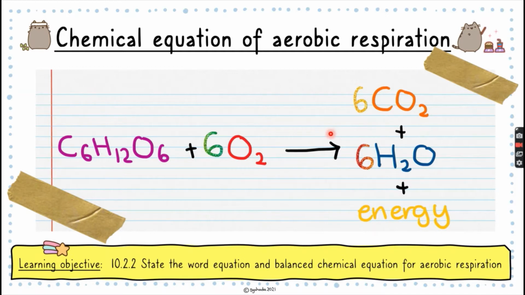Anyway, going back to here, you draw a 6 in front of the O2, 6 CO2 and 6 H2O, and now you have a fully balanced chemical equation for aerobic respiration.